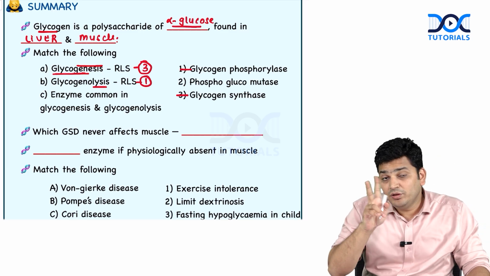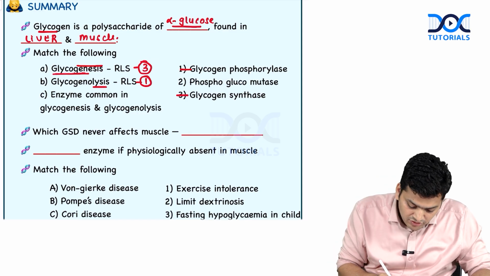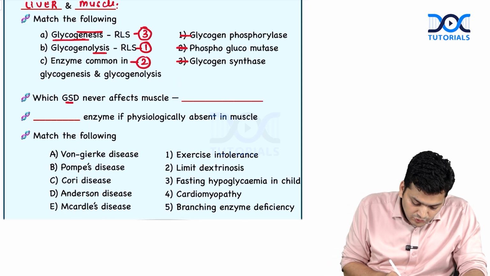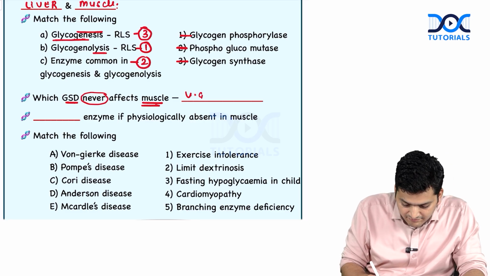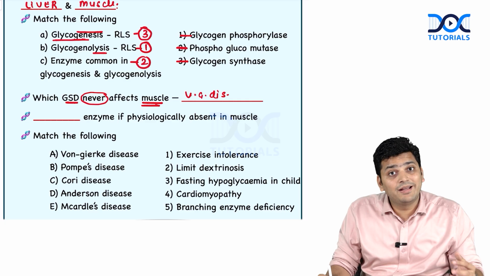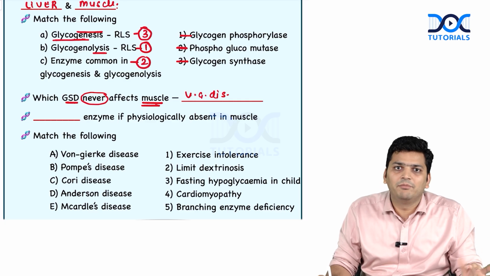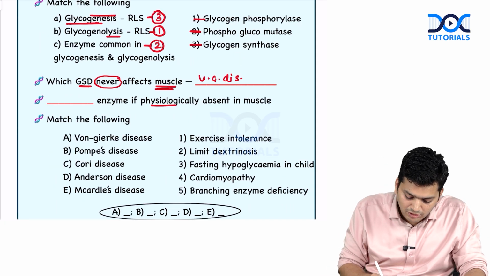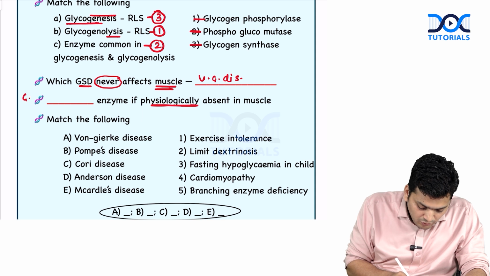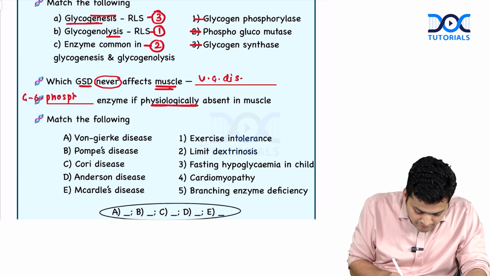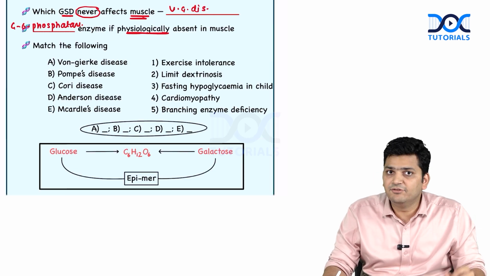The only enzyme which is common in both pathways is phosphoglucomutase. The glycogen storage disease which never affects the muscle is von Gierke disease, because that enzyme is already absent in the muscles. What is the name of that enzyme which is physiologically not found in the muscle? Glucose 6 phosphatase.